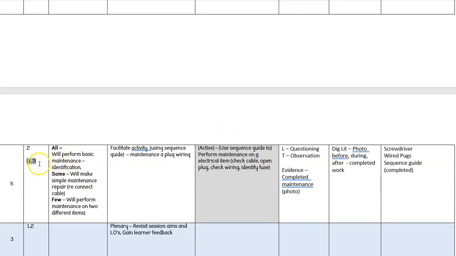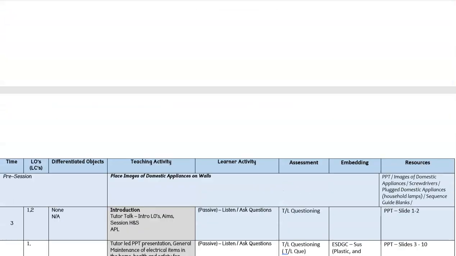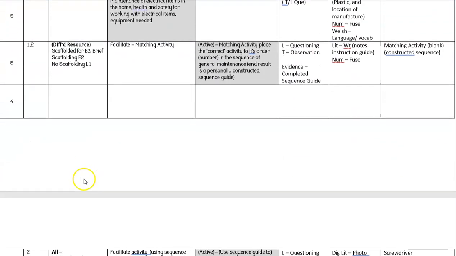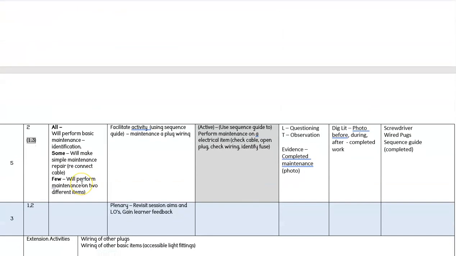Now here I've just put in grey and in brackets a 1.3 as opposed to 1 and 2. And if I had unit criteria, then this is how I would link them as well. So that helps the quality team see how you're linking your learning criteria to the unit criteria. It also helps you because you can check, are they actually getting where they're going with their qualification.